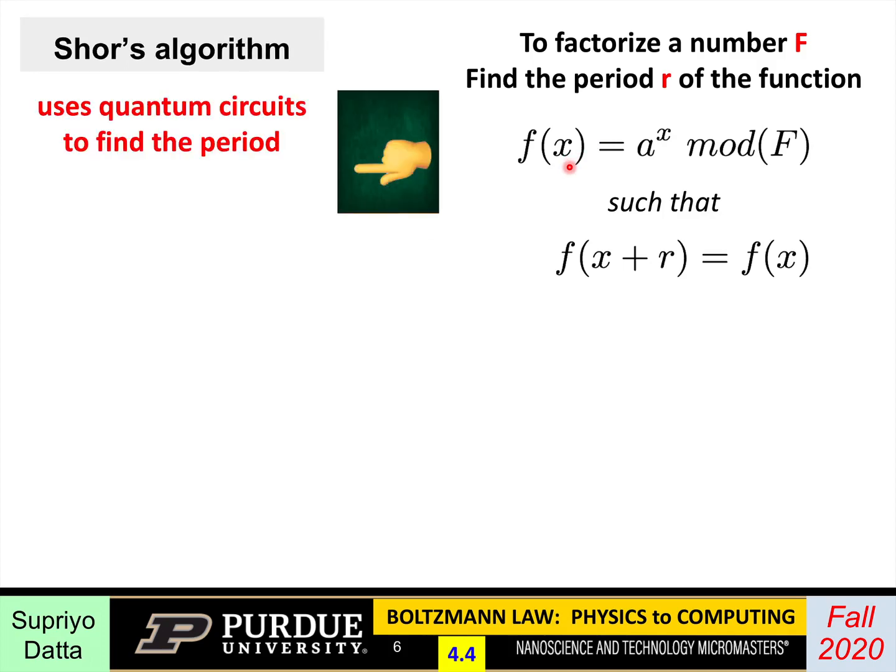The difficult part when f is a big number is to find the period of this function, and that's what the actual algorithm does: it uses quantum circuits to find the period. But if you have the period, then how would you use it to get the factors? Let me first describe that.